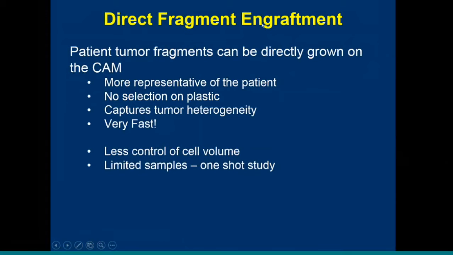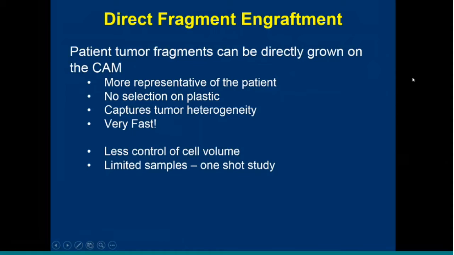So for direct fragment engraftment, patient tumor fragments are grown directly on the CAM. This is thought to be more representative of the patient because there's no selection on plastic, and we capture tumor heterogeneity more completely in that case. It's also a very fast technique. The engraftment of each individual tumor fragment takes at most a minute per animal, so we can easily get hundreds of animals within a 2 or 3 week time frame.